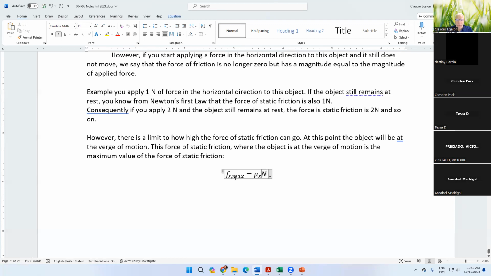The higher the normal force, the higher this maximum value of the force of static friction. So we can write this equation the following way. The force of static friction can have a value anywhere between 0 and this maximum value.